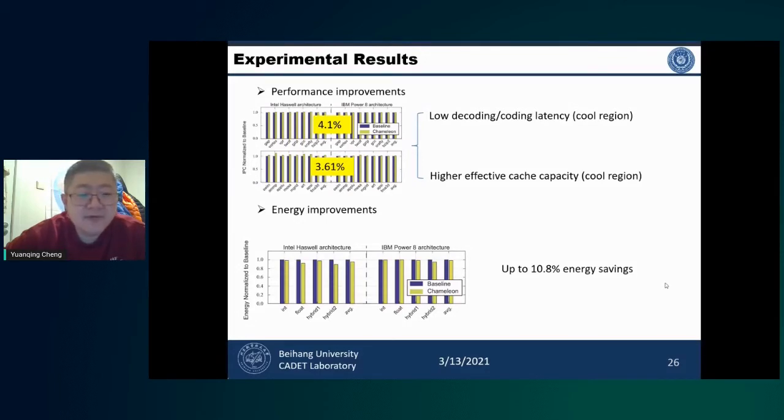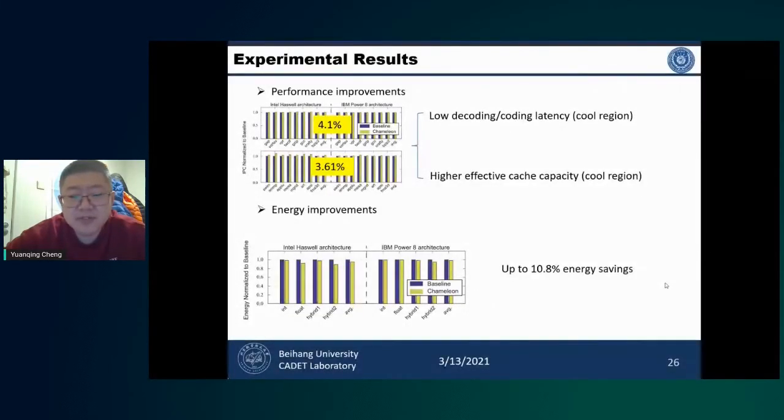At the same time, we can also achieve energy improvements of up to 10%. Especially in the core region, it effectively enlarges the cache capacity, so we can reduce the off-chip main memory accesses very effectively. That is the reason why we can save the energy.